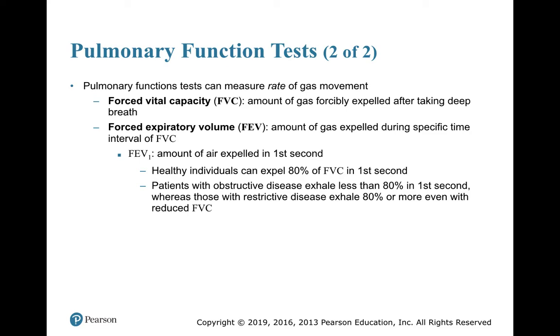And we can use pulmonary function tests to measure the rate of gas movement. So forced vital capacity is the amount of gas forcibly expelled after taking a deep breath. The forced expiratory volume is the amount of gas expelled during a specific time interval of forced vital capacity. So that FEV1 is the amount of air expelled in 1 second. And for a healthy individual, about 80% of your forced vital capacity is exhaled in 1 second. With obstructive diseases, they exhale less than that 80%, and those with restrictive diseases exhale more than 80%.